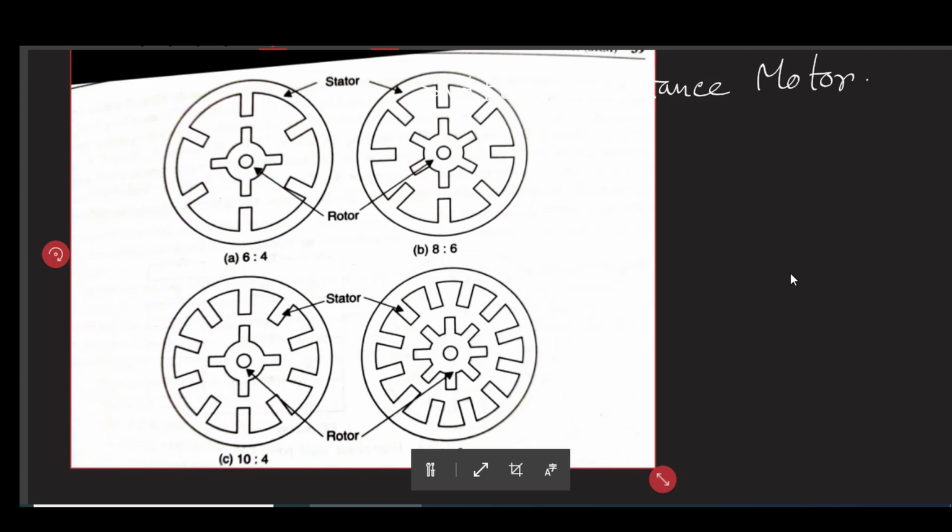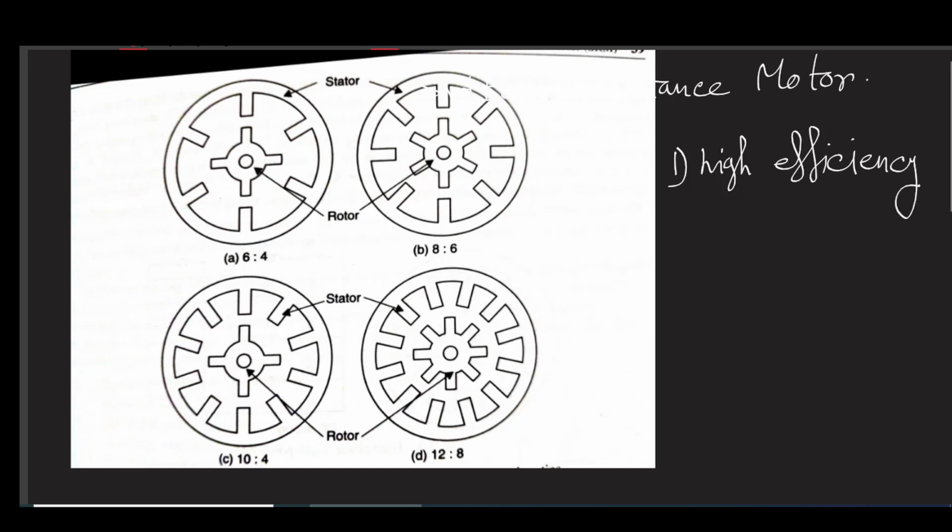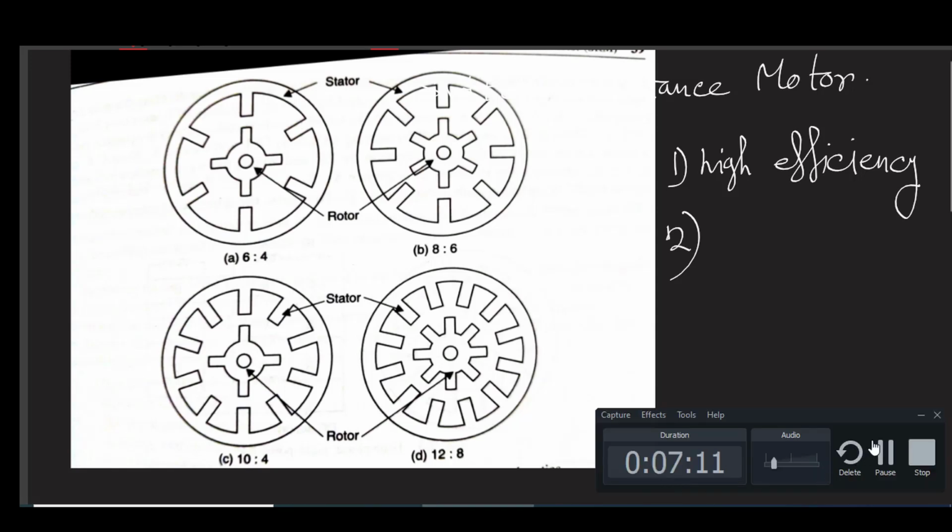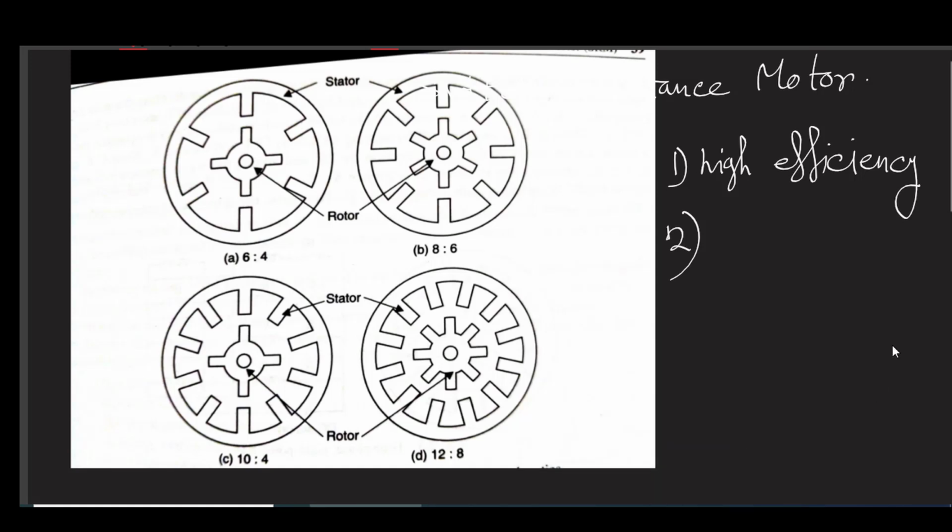However, even in a stepper motor you can have an odd number of poles, but in a switch reluctance motor the number of stator poles is generally even. The advantage offered by the switch reluctance motor is that it is very efficient, and it offers very good performance in terms of torque and inertia ratio.